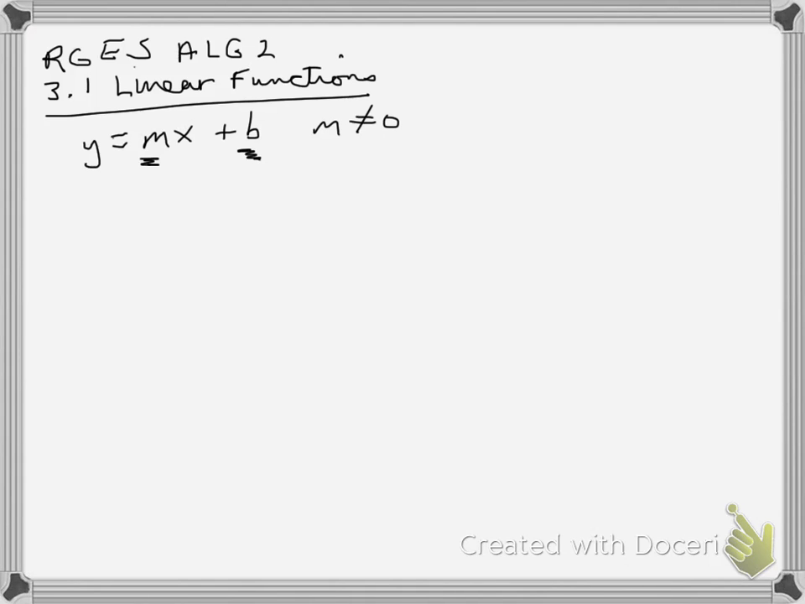Now, we call it a general function because everything is represented by a letter, whereas if we wanted to call it a particular equation, we would have something like y equals 3x minus 7. This would be a particular form of the general equation where the constants are plugged in. Okay. Now, this will graph to a line.